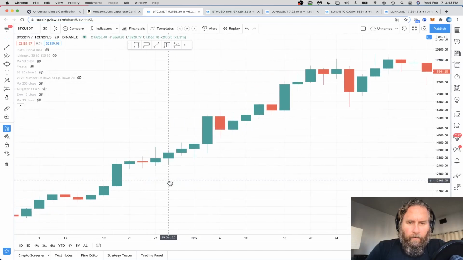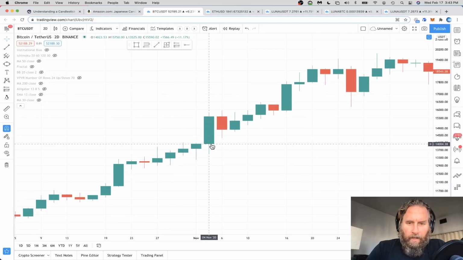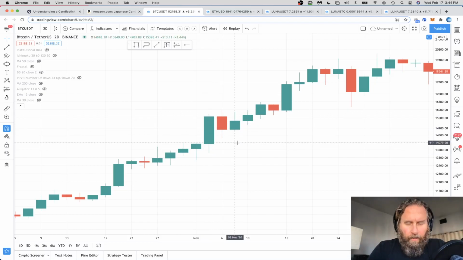Let's zoom this up more. Here's the opening of the candle. So after this candle closed on the 2-day, this one opened here, and it ranged all the way from the bottom, because there's a tail here, and there's a little wick at the top here. So it ranged all the way from here to here during that 2-day period.